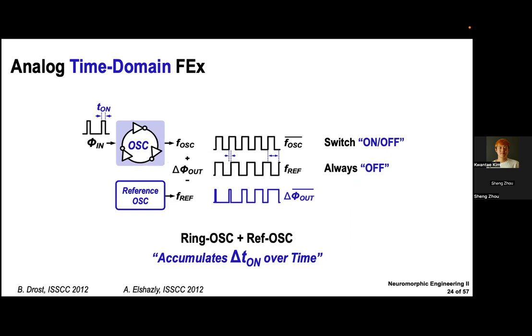Instead of using one oscillator, if we put 2 oscillators in parallel and extract the phase difference of the 2 oscillators, then we can implement an integrator, an analog time domain integrator, because delta T on is accumulating over time. This is because the phase domain output is actually the integral of frequency.